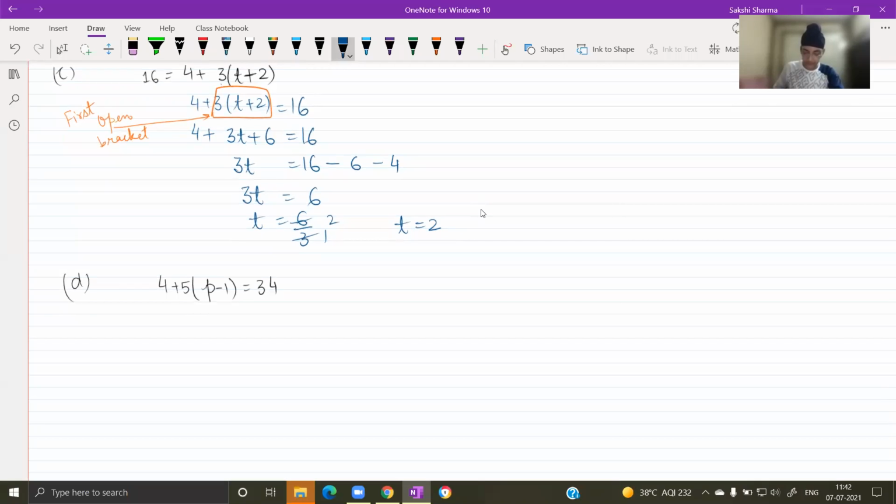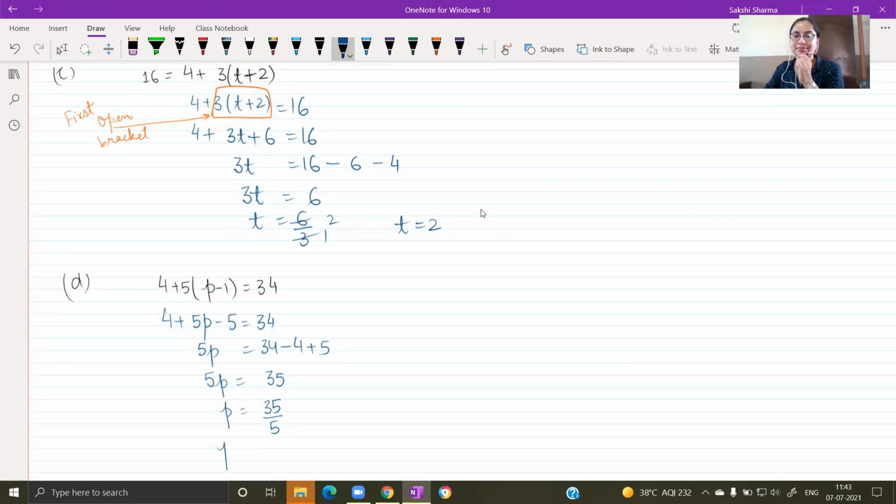The answer of the 4th part is 7. Can you help me solve it? Yes, ma'am. 4 plus 5p minus 5 is equal to 34. 5p is equal to 34 minus 4 plus 5. 5p is equal to 39 minus 4 is equal to 35. 5p is equal to 35, so p over 5 is equal to p is equal to 7. Correct. Very good. That was a very quick answer. Wonderful.